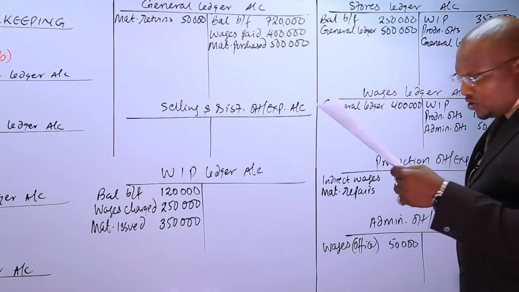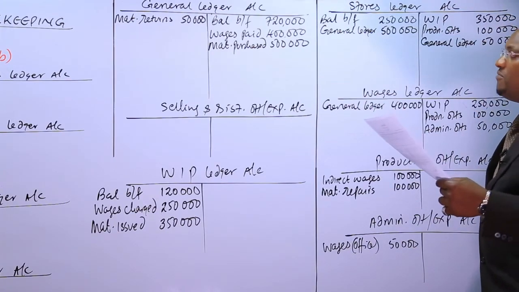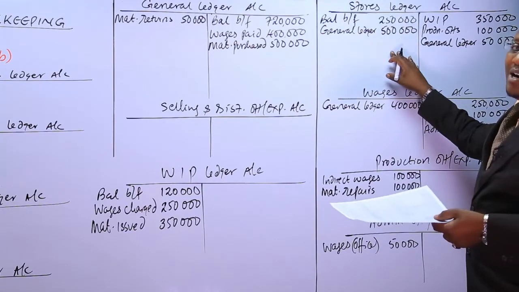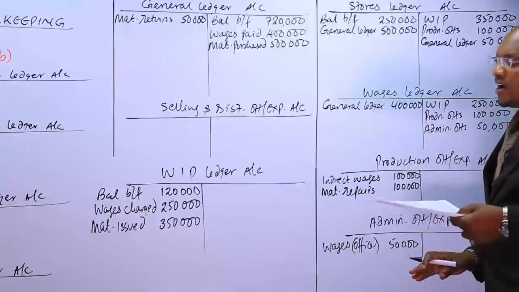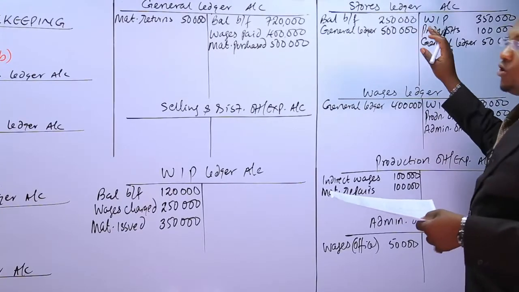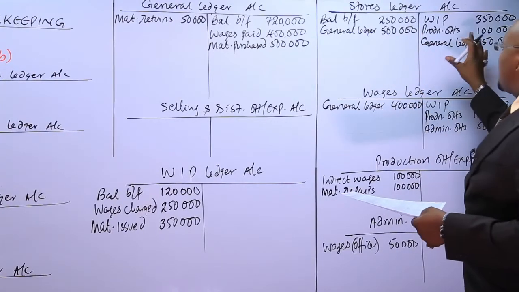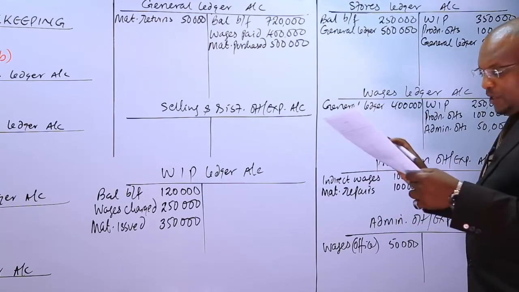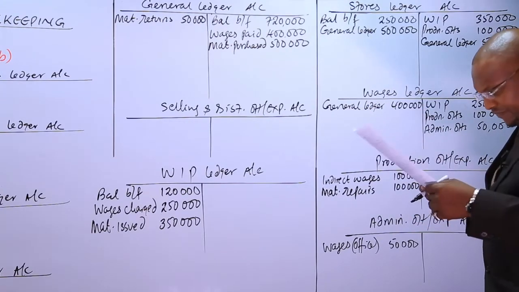Materials returned to the store for production. If materials are returned to the store, that means they just need to remain in this account because we don't have any stock account. This is going to be our stock account. So whatever is not going to remain here has already been transferred. So this will not be transferred, it will remain in that account.